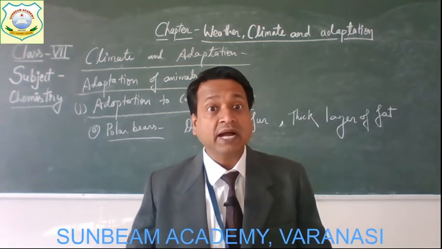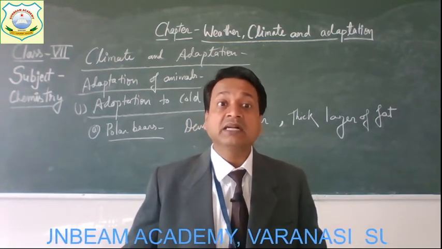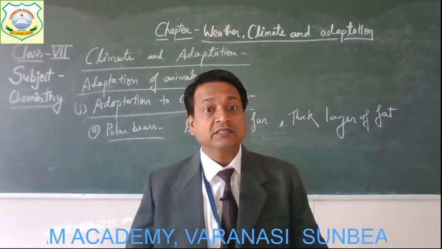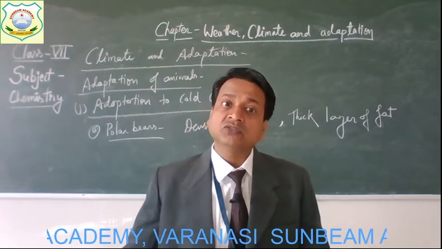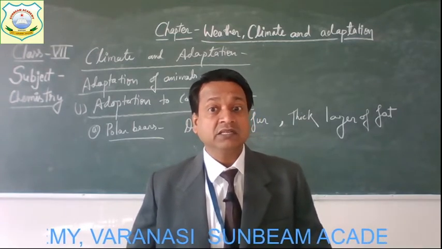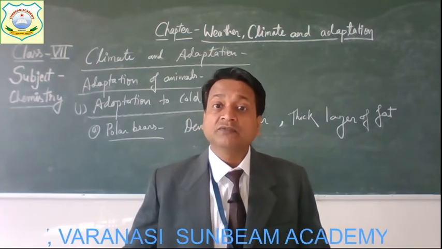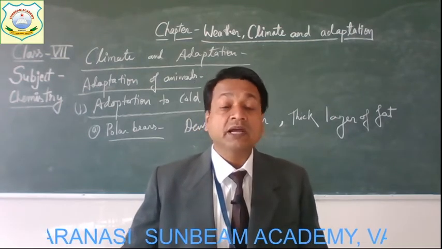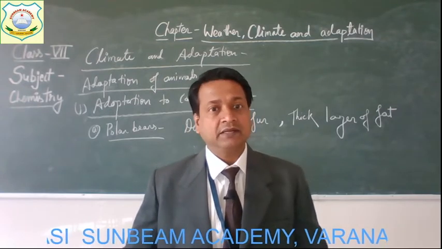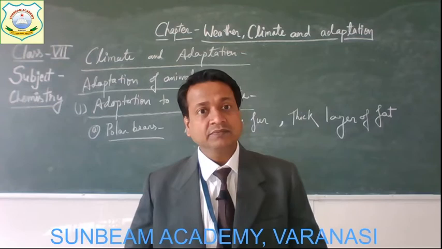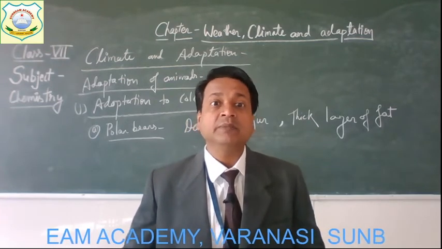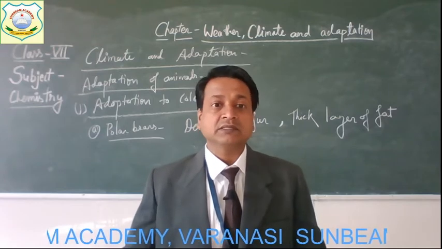So this is also a kind of adaptation, that the color of the fur is white, and because of it, it camouflages with the snow and is very difficult to see. This white fur protects the polar bear against predators, and it also helps it to catch prey. Alright, children? This is the first example, the polar bear, which is found in polar regions.